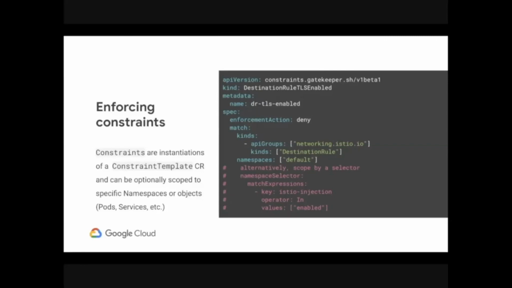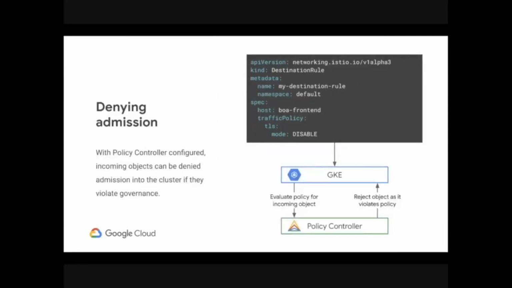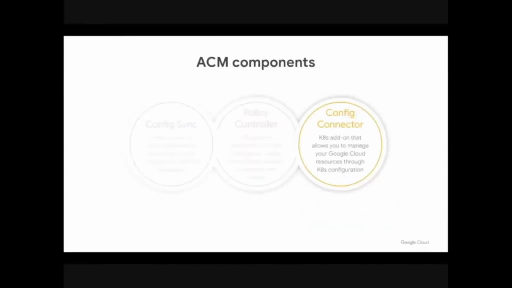So what happens then? In this example, someone is trying to create that destination rule. Notice how it's also in the default namespace, but it has TLS disabled, and that's why the policy controller is going to deny the admission of this object. So that destination rule is not going to be created. So that was the policy controller piece.